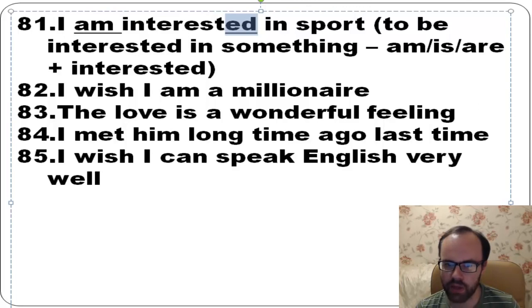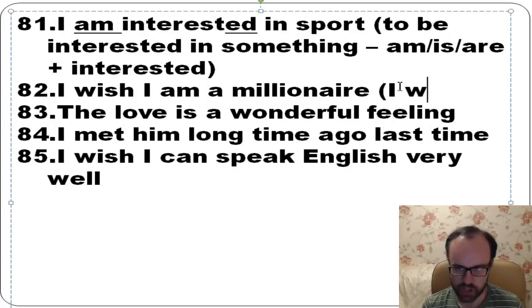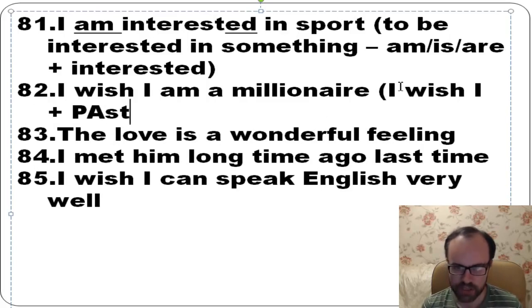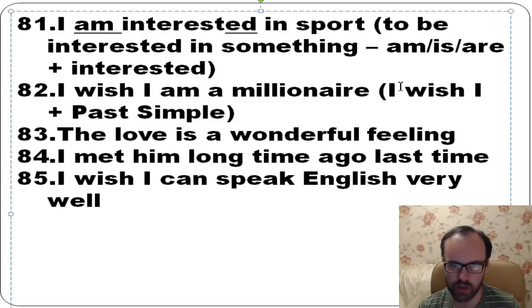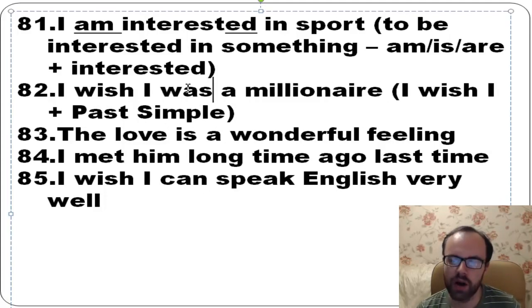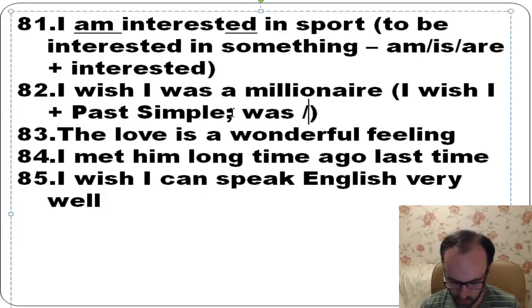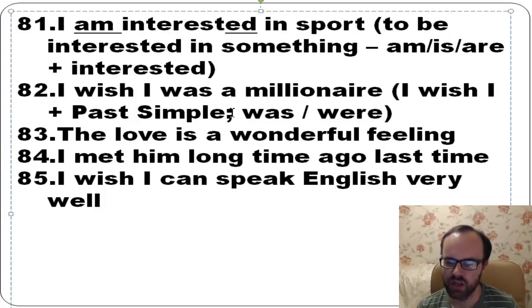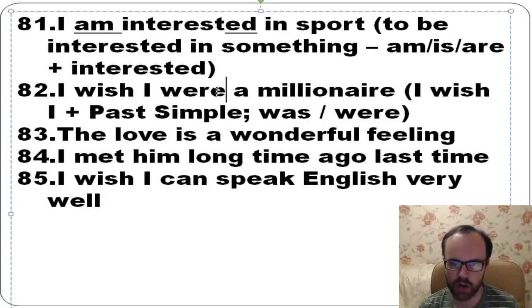I wish I am a millionaire. I'm not a millionaire, but it's my wish. Remember this structure. If you have this structure, I wish, you need to use past simple. So, I wish I was a millionaire, but in this structure, we often replace was with were. You can say was, but it sounds a little formal. If you want to sound more natural, more informal, we usually say were. I wish I were a millionaire.